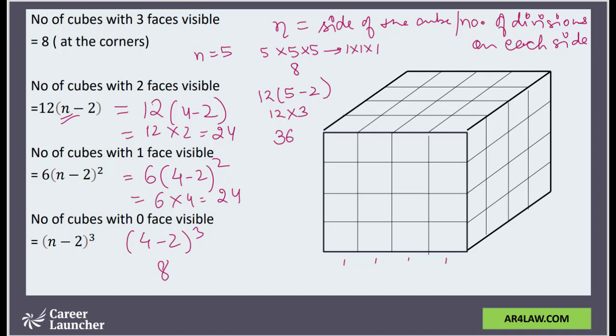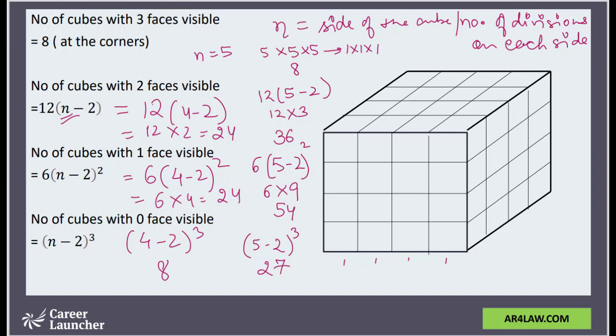Number of cubes with one face visible is going to be 6 into (n minus 2) whole square. So 5 minus 2 whole square, this is 6 into 3 square, which is 9, so we get 54. And finally, number of cubes with no face visible is (5 minus 2) whole cube. So we have 3 cube, 27.